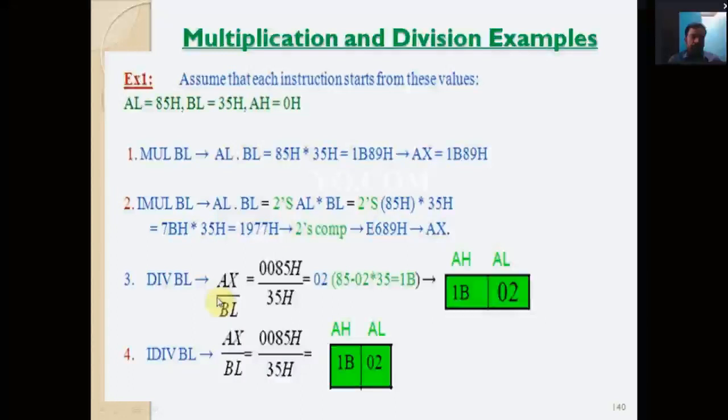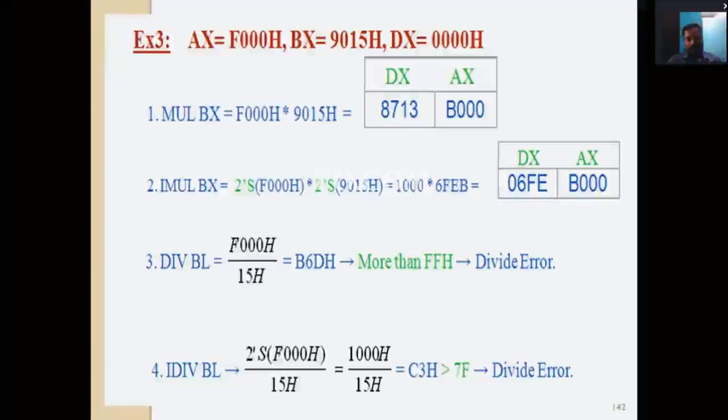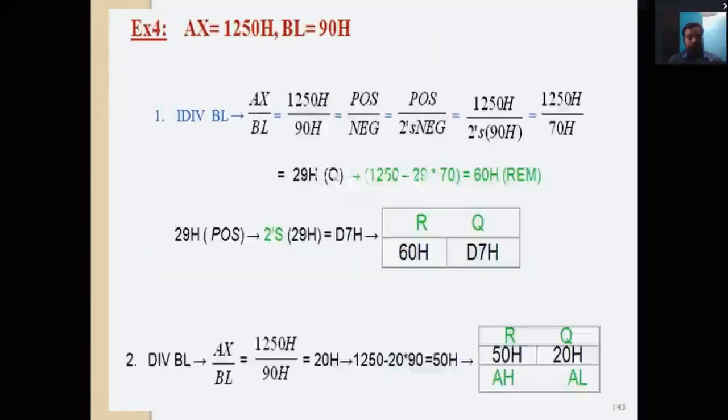Similarly the division operation. DIV BL means AX divided by BL. So 0285 divided by 35. The result 02 is present in AL and the remainder, 1B, is stored in the AH register. This is the second division. In order to consume less time, you can skip these examples. Let's look at example 3 and example 4.